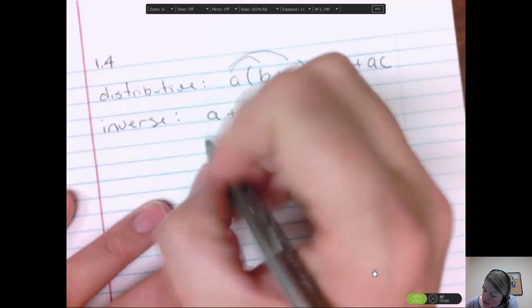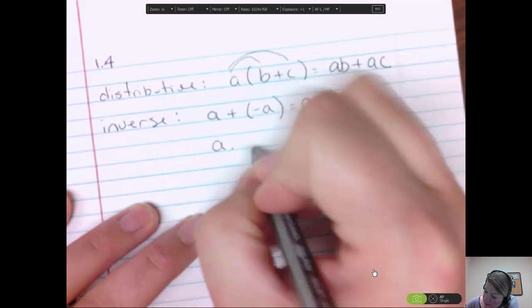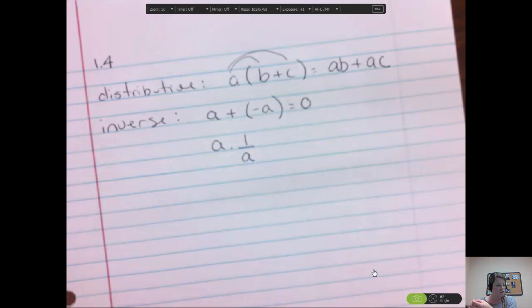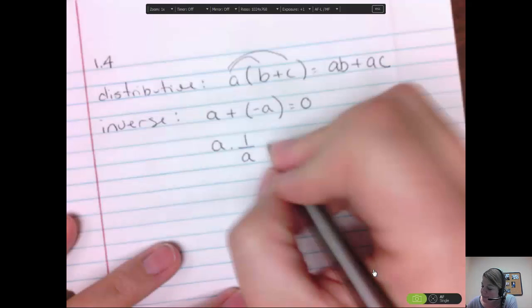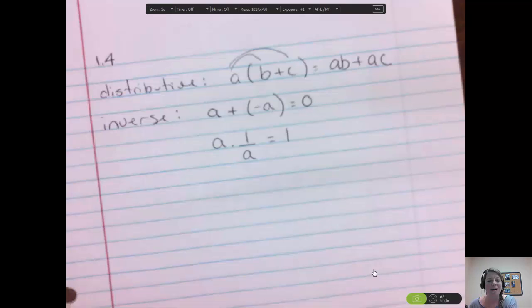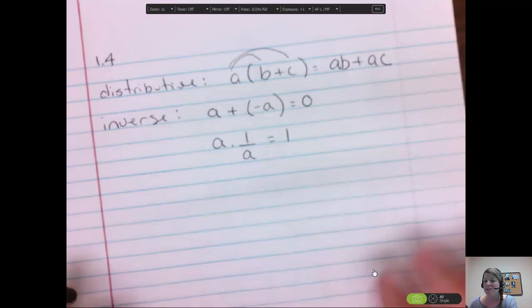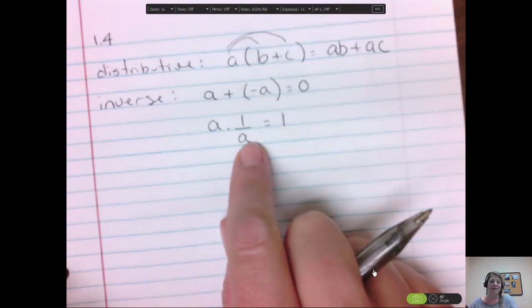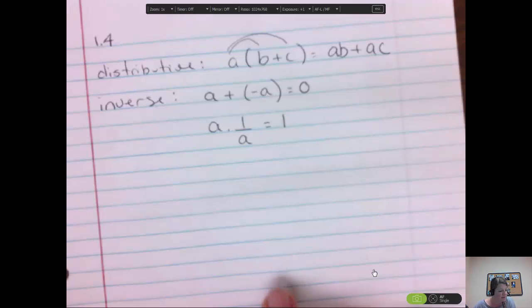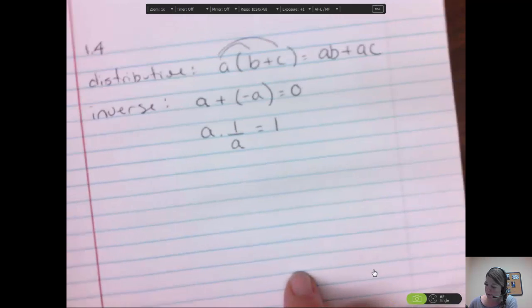For multiplication and division, you would times it by the inverse or the flipped over version of it. So a times 1 over a would give you 1, or 2 times 1/2 would give you 1. If you have 3, you could times it by 1/3 and get 1. So this one's the inverse property of multiplication. So then let's look at the identity property.